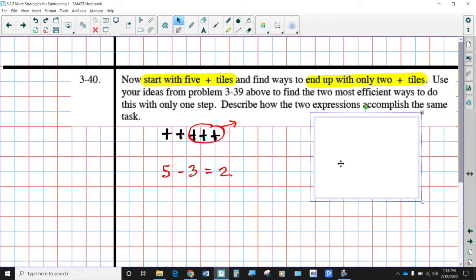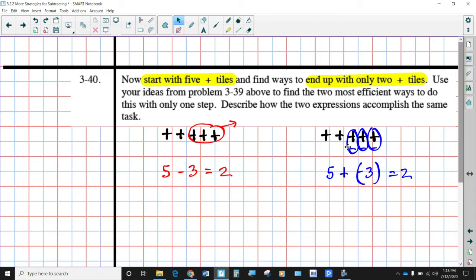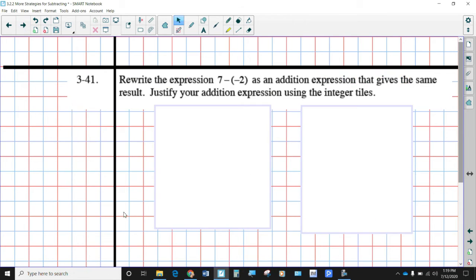Another way to do that would be if we started with 5 positives, but we added 3 negatives to that. And remember, when you combine positives and negatives, they form 0 pairs. So you have 2 plus 0 plus 0 plus 0 gives you an answer of 2. So notice what we've got happening here. In this case, we had 5 minus 3, and in this case, instead of subtracting 3, we're going to add the opposite of 3 to get the exact same answer. So here we've got 2 different situations where that process worked for us each time, starting to become a trend.